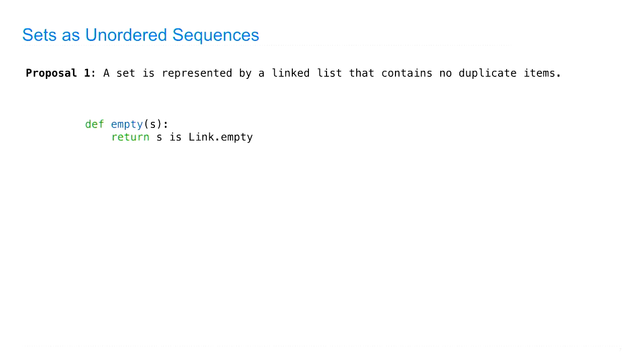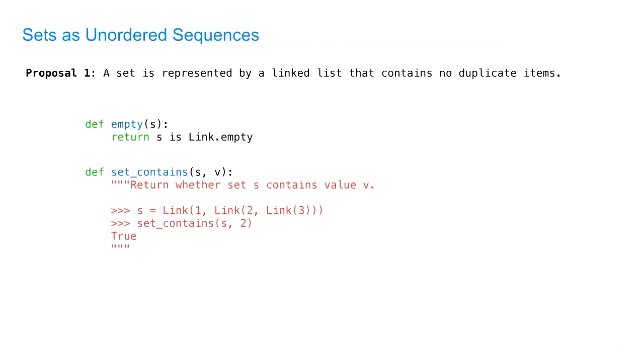So to do that, we'll first define a function that just makes our lives a little bit easier, that tells us whether S is representing an empty set. And now we're going to write a function that tells us whether it's the case that a set S contains some value V. Where here, we're going to represent a set as a linked list containing no duplicates, so S could be something like 1, 2, 3, and when we call set contains on S and 2, it should say yes, 2 is in that set. But if I passed in 4, it would say no, 4 is not in that set.